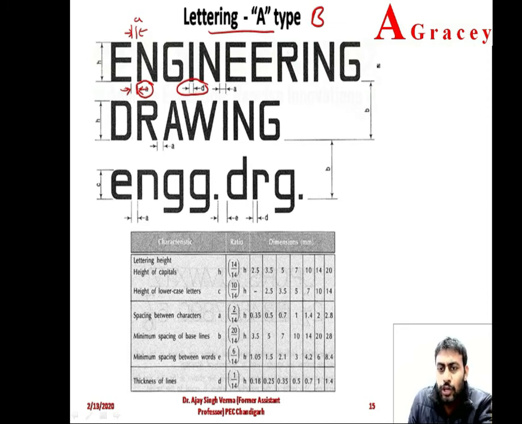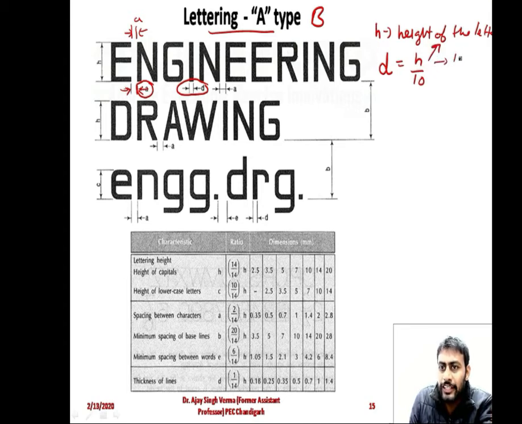In some books, or in your universities, you will have a standard D having the ratio H by 10, where H is the height of the letter. For example, if H, the height, is 10 mm, then the thickness of the letter or character is 1 mm. So it should be mandatory.